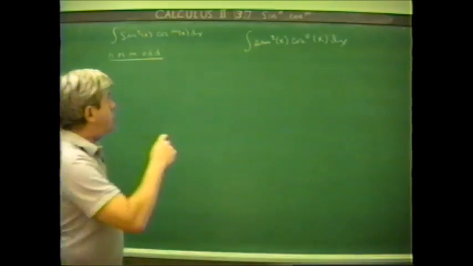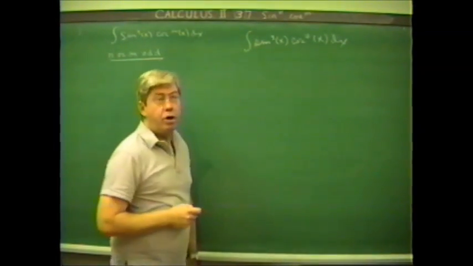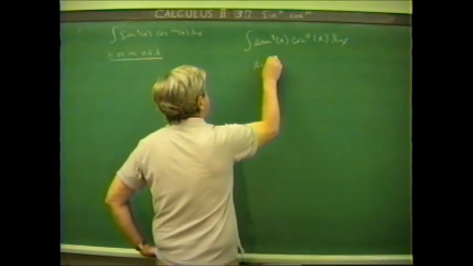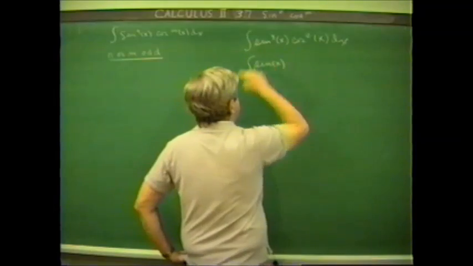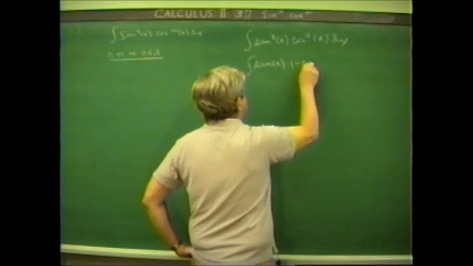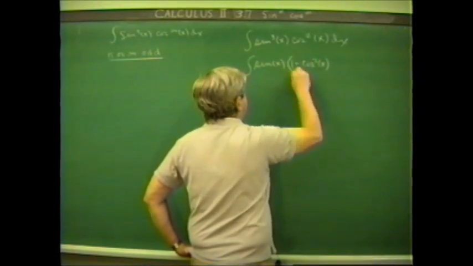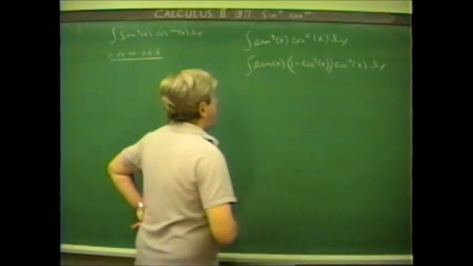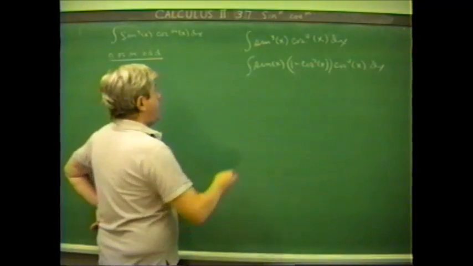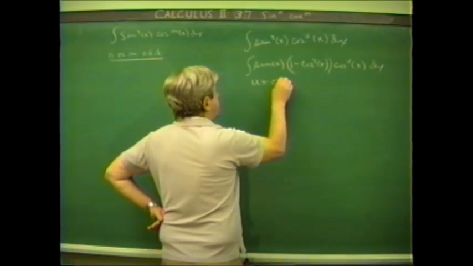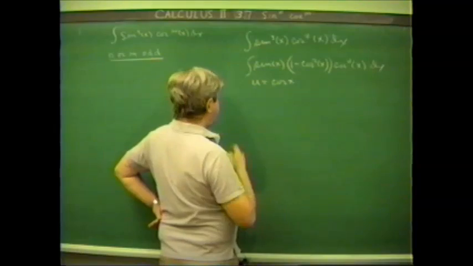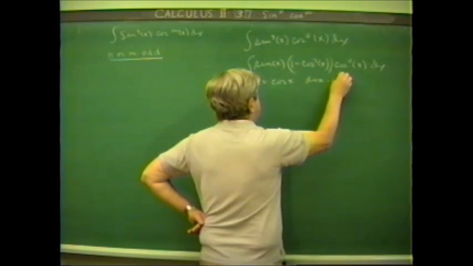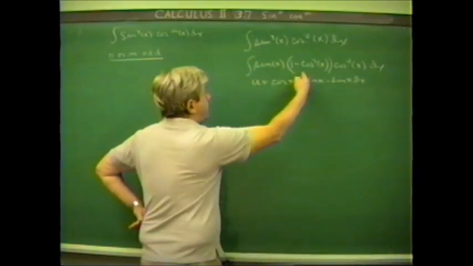Well, the thing to do then is to save one sine and change everything over to cosines using the fact that sine squared plus cosine squared equals 1. So we save one sine of x, and we change the other sine squared into 1 minus cosine squared. So we end up with 1 minus cosine squared times cosine to the fourth with respect to x. And now if we let u equal cosine x, du is minus sine of x dx, and this is going to become a polynomial in u.